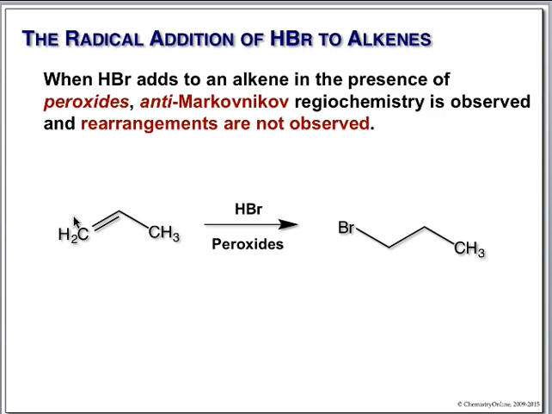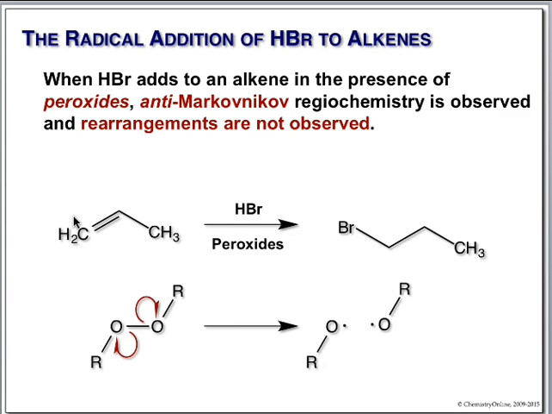Now you have to have peroxides present. What do we mean by peroxides? This is an example of an organic peroxide. Peroxides have an unstable oxygen-oxygen single bond. These will undergo homolytic cleavage. When they do, they form a pair of oxygen radicals. The reason that this gives different regiochemistry is that this is a radical reaction.